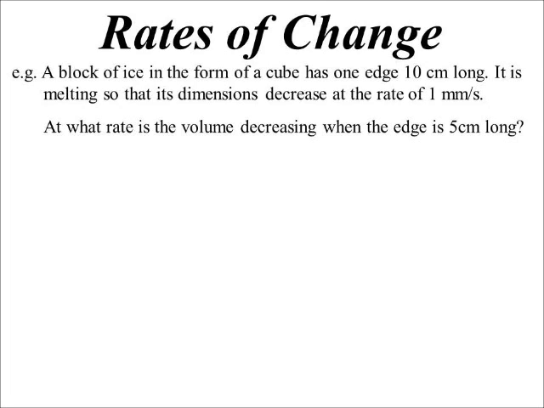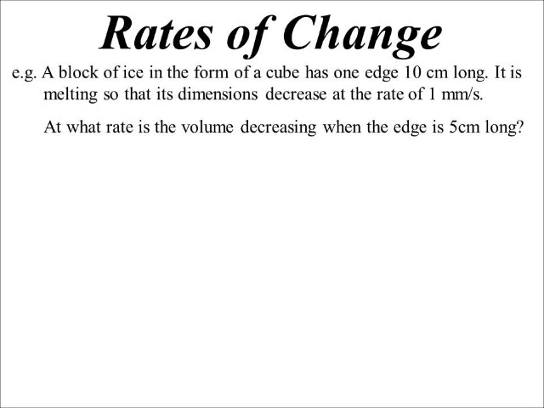So let's look at an example here. We've got a block of ice in the form of a cube. I guess you would call that an ice cube. It has one edge 10 centimetres long, but it's melting. It's melting at a rate of 1 millimetre per second. So the question is how is the volume changing? Now, volume is not going to change at a consistent rate because it'll depend on how big the ice cube is at that point in time. The point in time we want to know is when the edge is 5 centimetres long.